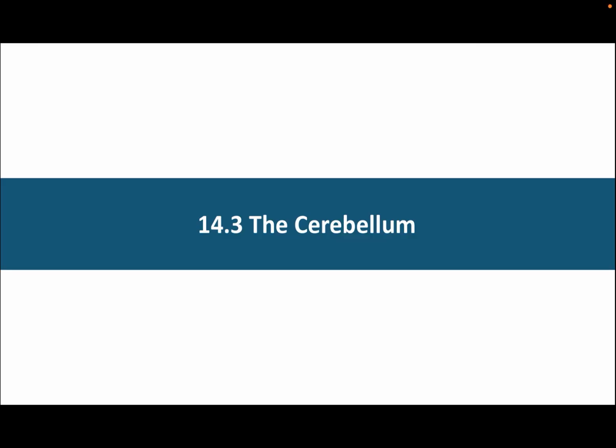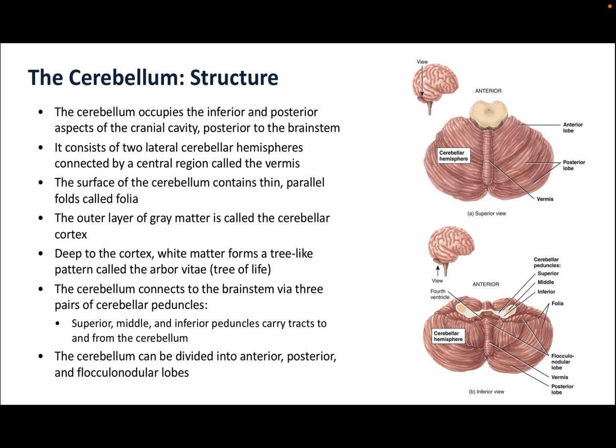So moving on to the cerebellum then. The cerebellum is going to be found in the inferior and posterior aspects of the cranial cavity. So it's found in the bottom back side of the cranial cavity there, and is going to be found posterior to that brainstem, so sitting behind the brainstem. It is going to consist of 2 lateral cerebral hemispheres that are going to be connected by this central region here that we call the vermis.